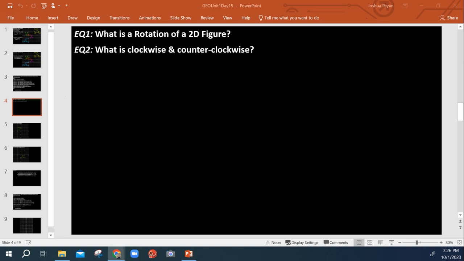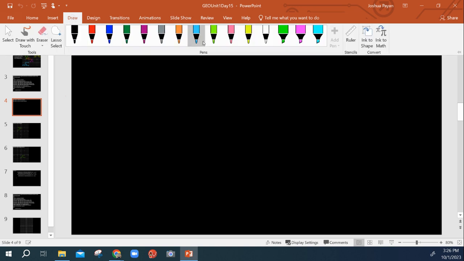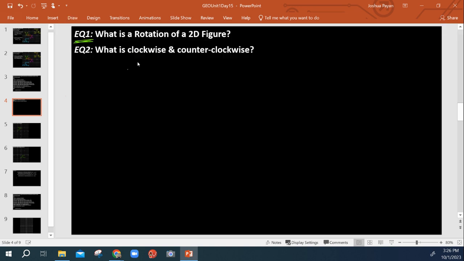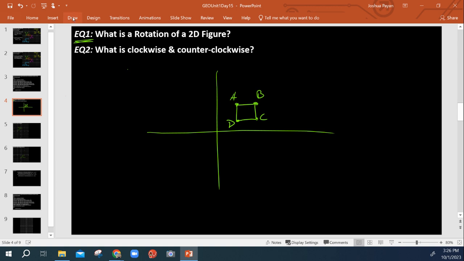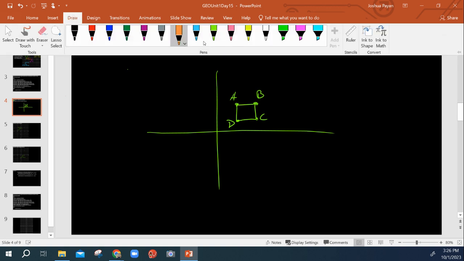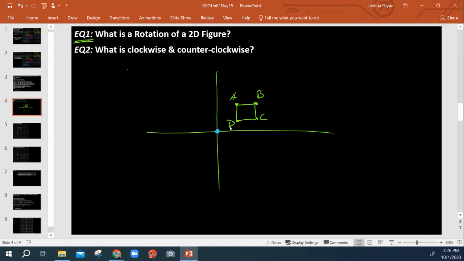Okay, so really quickly in this video, I'm just going to go over basically these two essential questions here. So, starting with what is the rotation of a two-dimensional figure? So, say I have, I don't know, a rectangle. A, B, C, D are its vertices, right?